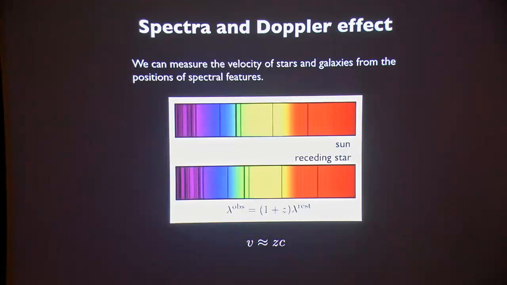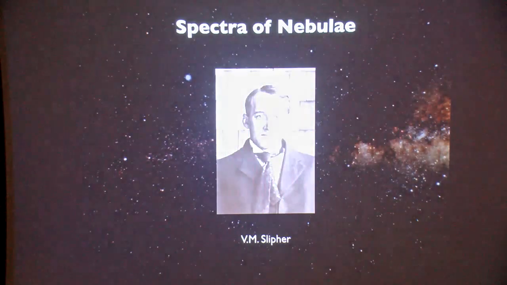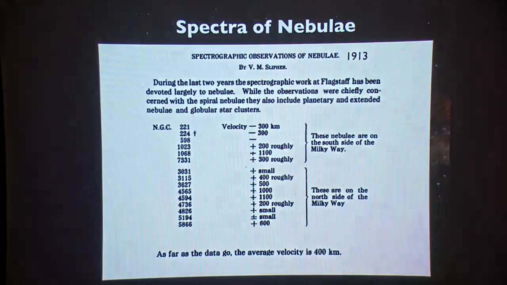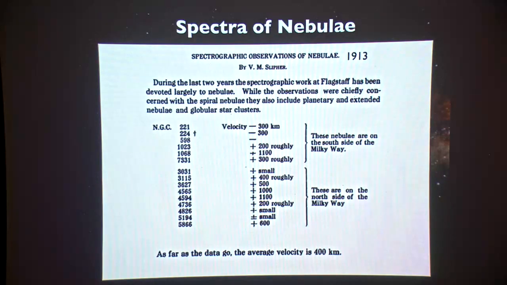That's the basic idea. And you can go back, and this is Vesto Melvin Slipher, who was doing these measurements early on. That's not really the first paper, but this is a paper by him where he's measuring redshifts of galaxies. So I was showing you stars. There's also features in the spectrum of galaxies, so you can try to measure how far galaxies are, or in this case, people weren't yet sure, so they were called nebulae. And you see that most of them are moving away from us. There's just a few nearby things, it turns out, that are moving toward us. At the time, he didn't know the distance. He just knew the velocities.